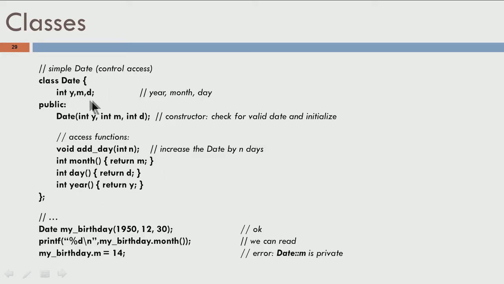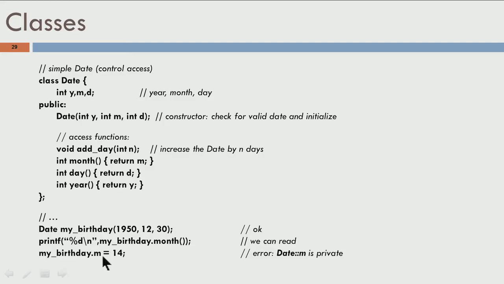Date is supposed to give write access, you can change the contents of y, m and d, and add day can also change the contents of y, m and d. So, date my birthday of 1950, 12, 30 will change y, m and d to be these 3 values, and I can do printf %d my birthday dot month, and my birthday dot month is a method. If you go and look at that method, it returns m, and what is the value of m? It is supposed to be 12. So, it will print 12 here.